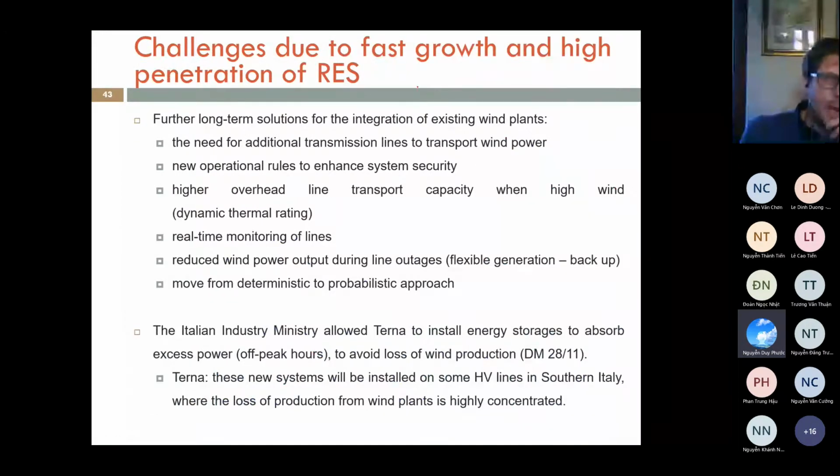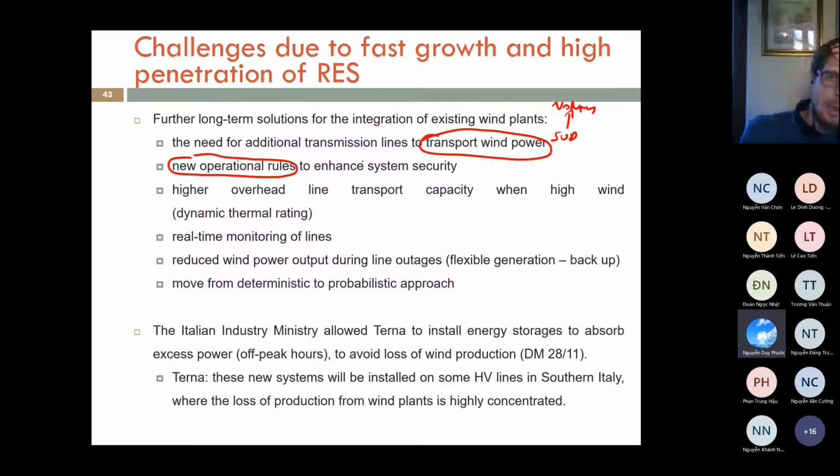So which are finally the challenges due to the fast growth and high penetration of RES? First of all, we need additional transmission lines to transport wind power, in the case of Italy from the south to the north. Then we need new operational rules to enhance system stability and system security. We probably need higher overhead lines transportation capacity when I have high wind. We need to have real-time monitoring of the lines. We need to move from a deterministic to a probabilistic approach, because the generation from wind is probabilistic, not deterministic.